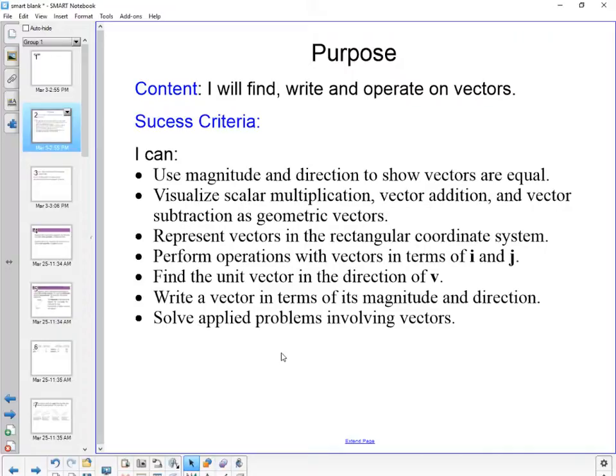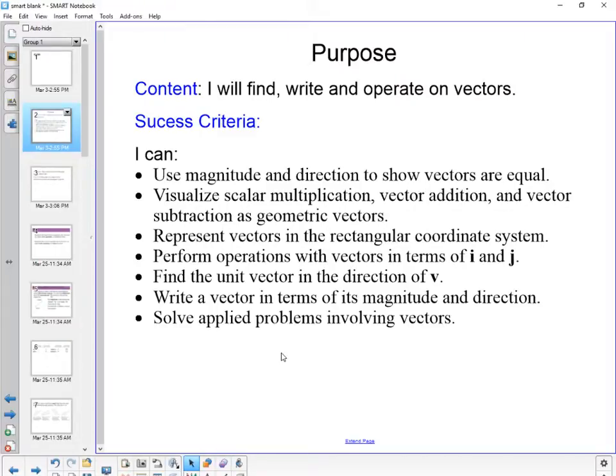So, a content objective today: I will find, write, and operate on vectors. Here's some of the success criteria. You can use magnitude and direction to show vectors are equal. Visual scalar multiplication, vector addition, vector subtraction. Represent them in the rectangular coordinate system, even though we don't call it X and Y anymore.